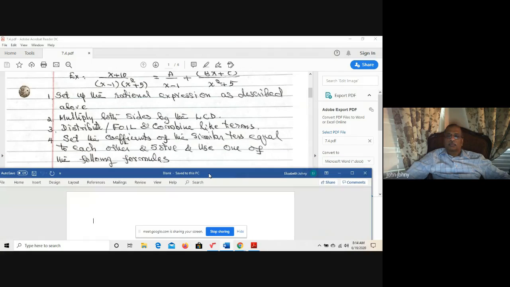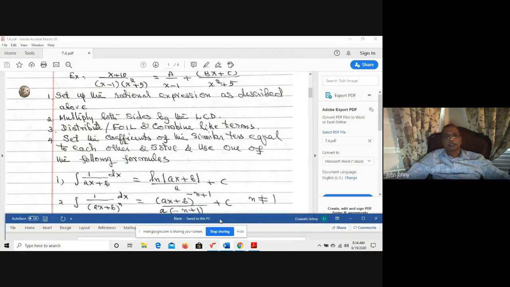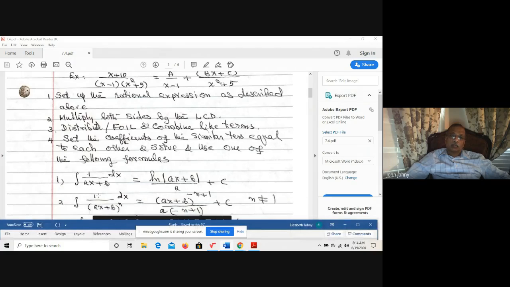Then use one of the following formulas. We are going to derive some of these formulas. 1. The integral of 1 over ax plus b dx is the natural log of ax plus b divided by a. 2. The integral of 1 over ax plus b the whole to the n is ax plus b to the power of negative n plus 1 divided by a times negative n plus 1, plus c. a is the coefficient of x. Here also, a is the coefficient of x.